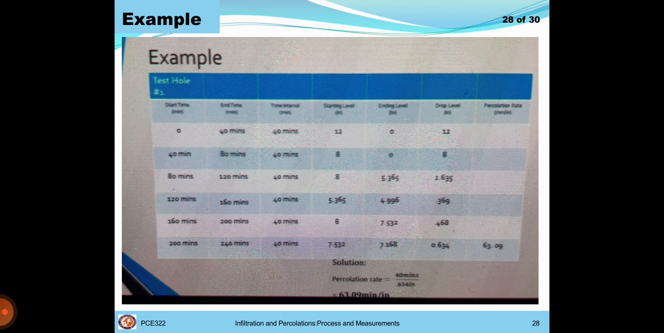So, the percolation rate will be determined at the last minute, the very last measurement. Then for the percolation rate, we have the time interval divided by the drop level. So the percolation rate will be 63.09 minutes per inch.